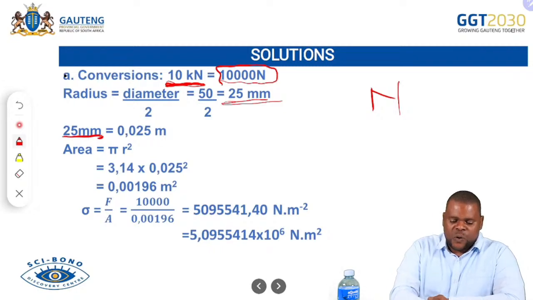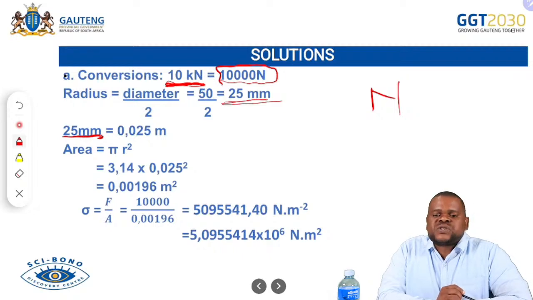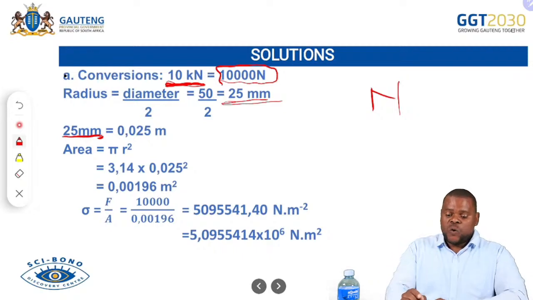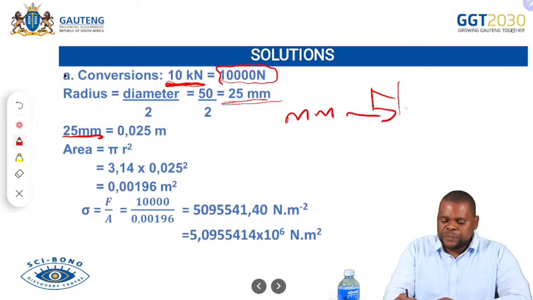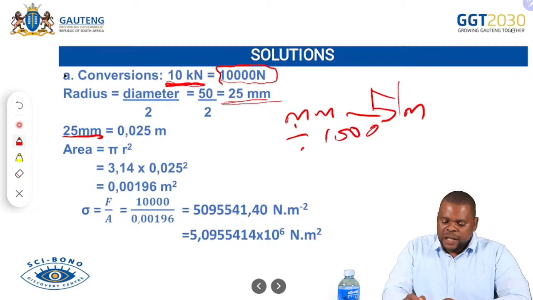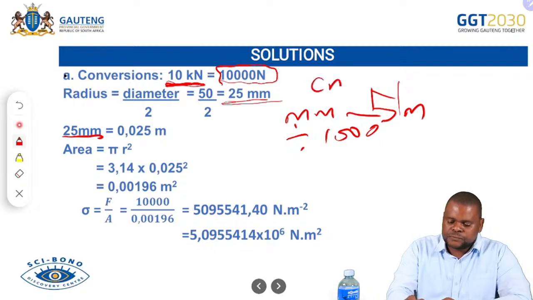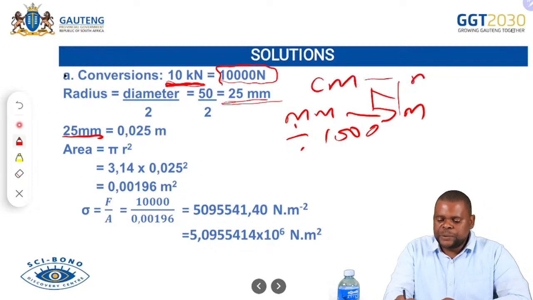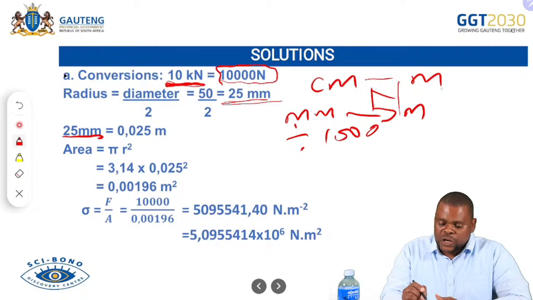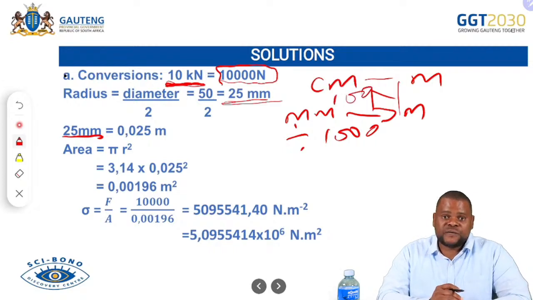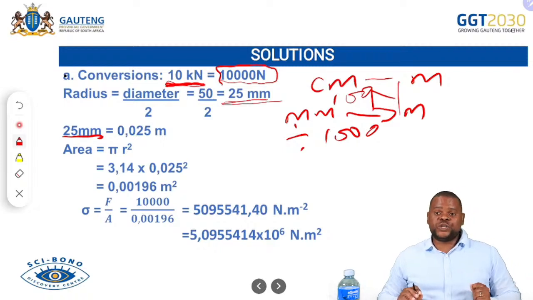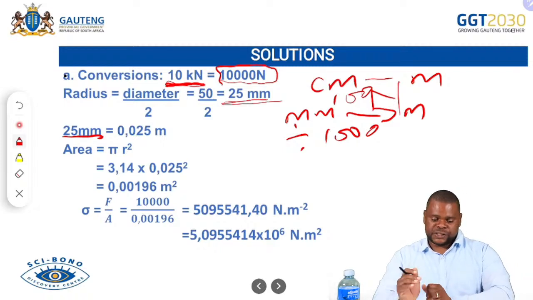Then we divide by 1,000. Remember, if you have millimeters and you want to change it to meters, you divide by 1,000. If you have a centimeter and you want to change it to meters, you divide by 100. Are we together, grade 12? Yes, that's how we do our conversions.